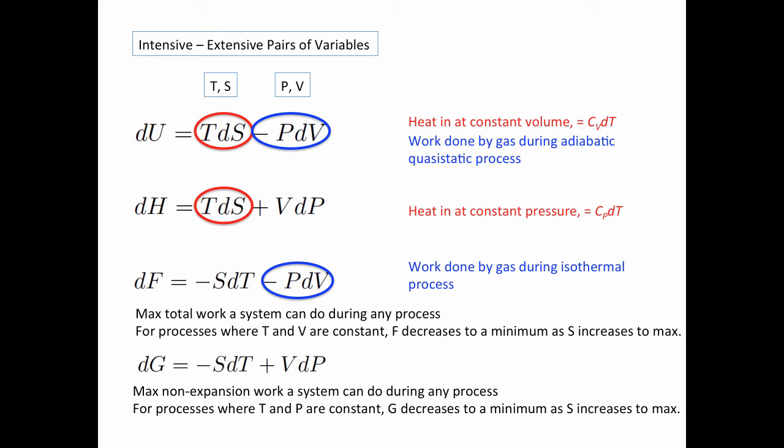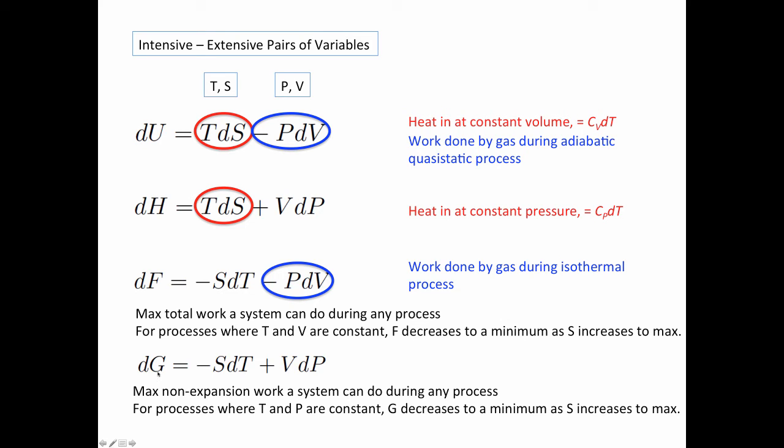And additionally, for processes where temperature and volume are constant, the Helmholtz free energy decreases to a minimum as the system goes towards equilibrium as the entropy increases to a maximum. This relation here holds for equilibrium states. So at constant temperature and volume, dF is zero, and you've reached a minimum in the free energy. So at constant temperature and volume, a system is going to try and minimize its Helmholtz free energy.